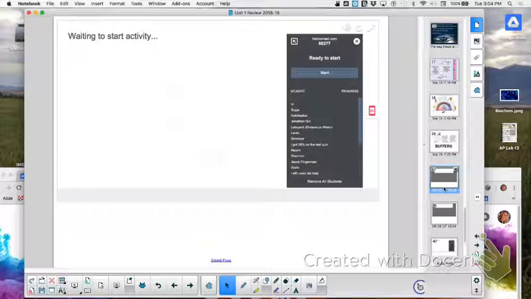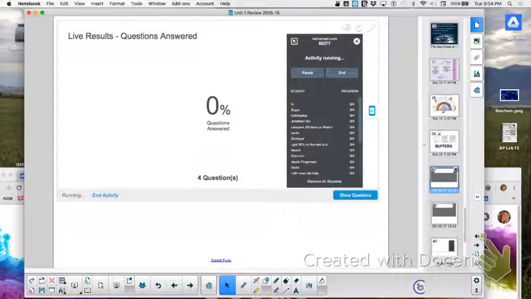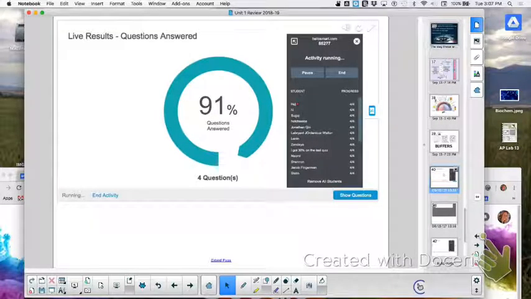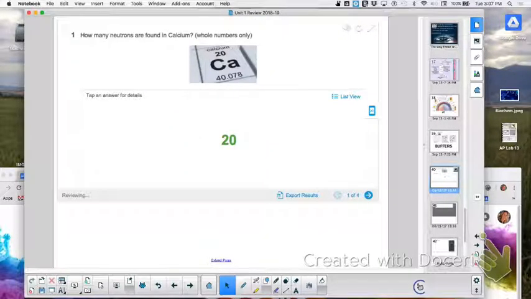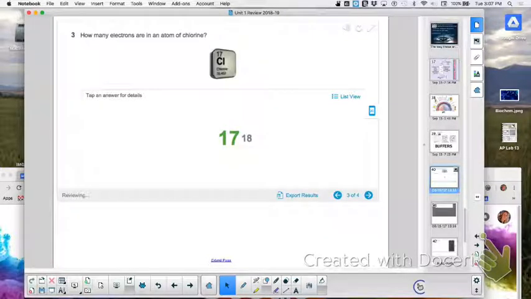This is chapter 2 questions. Okay, here we go. Oh. How would you know how many, what did they say here when they meant 18? What were they really talking about? Neutrons. That is terrifying.